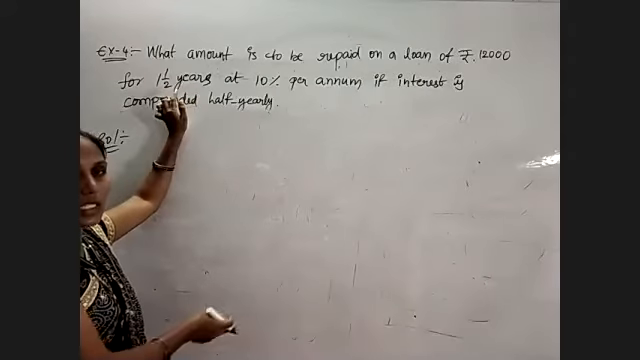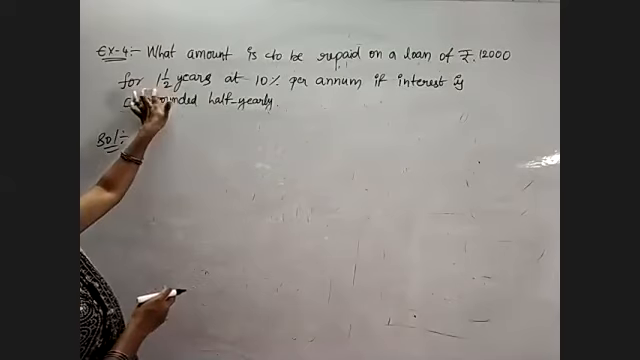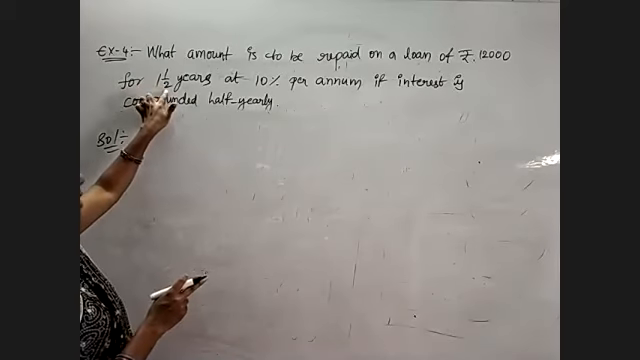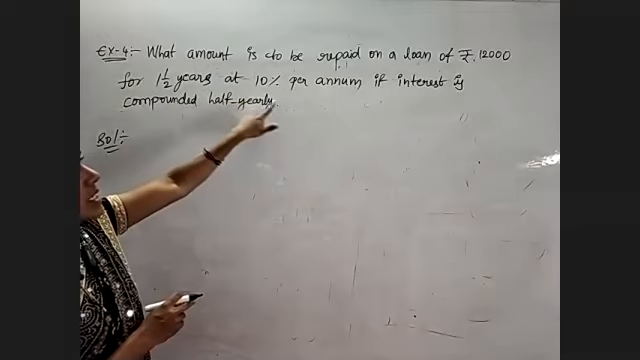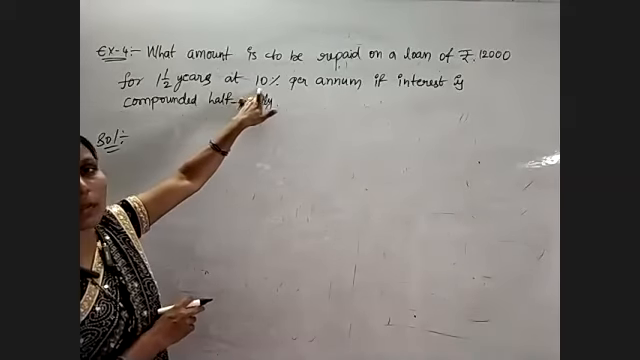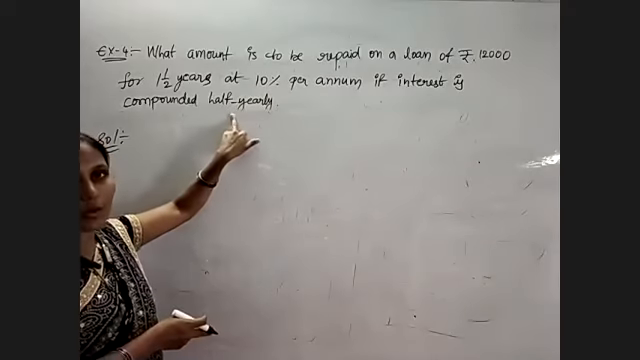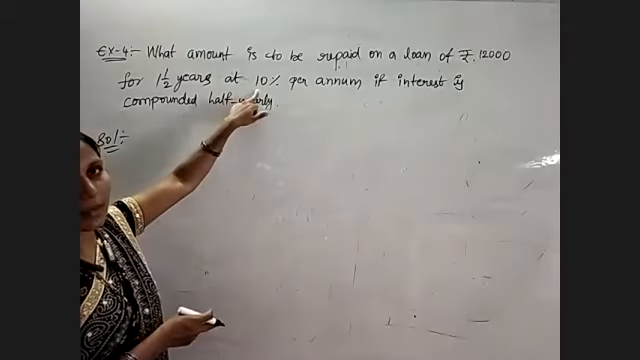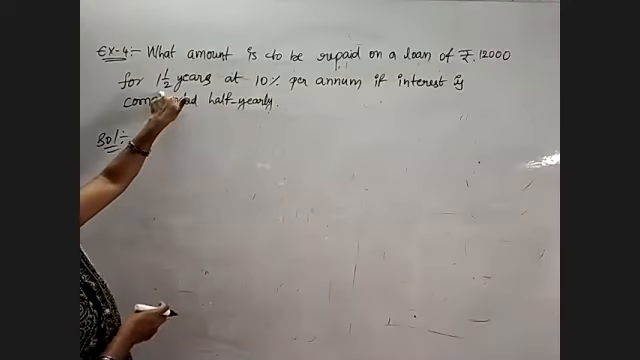This number of conversion periods. Just now we got 1.5 years. 1 year has 2 conversion periods, half year, 1 more. So completely 3 conversion periods. At 10% per annum, if interest is compounded half yearly, the rate of interest will be changed to 10 by 2 because the amount is compounded half yearly. So 10 by 2 is nothing but 5%. Here R will change to 5 and n value will be equal to 3.